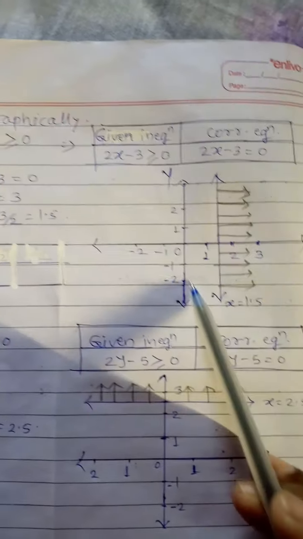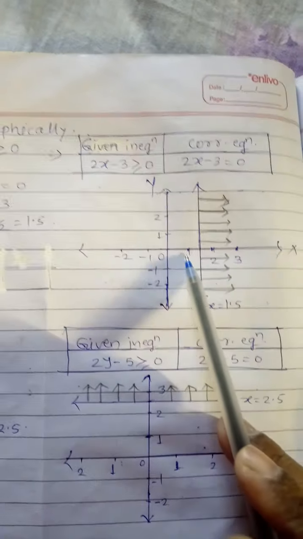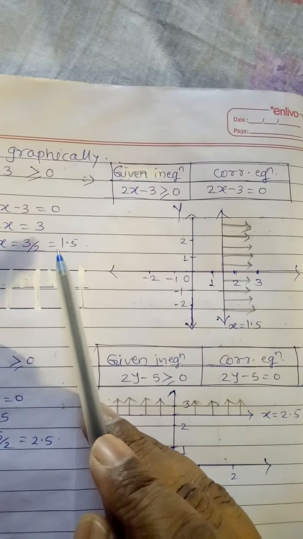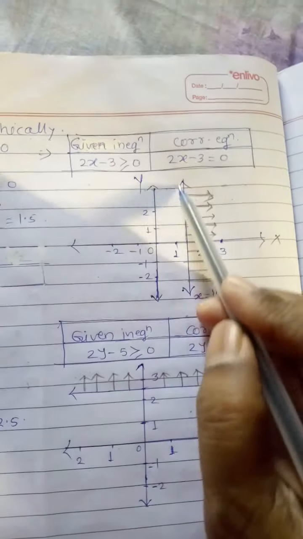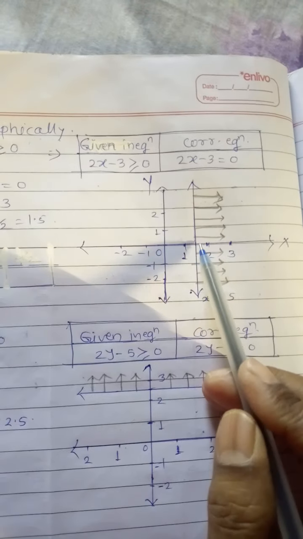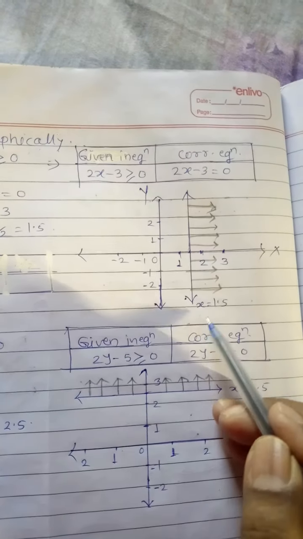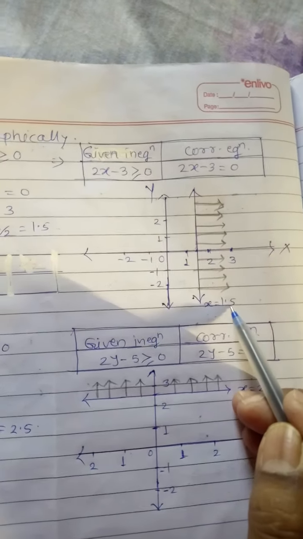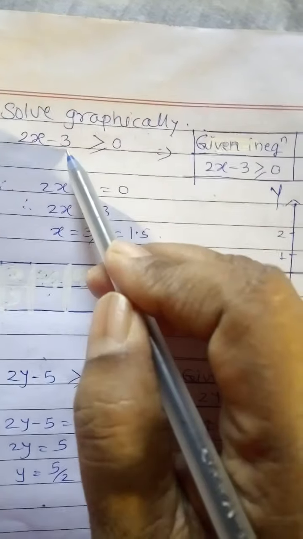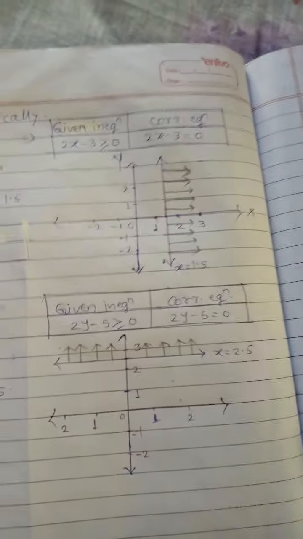So I just draw here the axes, that is x axis, y axis. Here 1 2 3, and you are given that the graph is of x equals 1.5, which means we have to draw the line which passes through 1.5. So here, in between 1 and 2 there is 1.5, so here I draw a line of x equals 1.5. Now your inequation says that 2x minus 3 is greater than or equal to 0. Now you have to draw the arrows. So how to draw them?